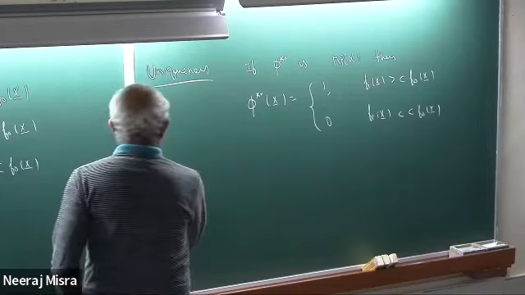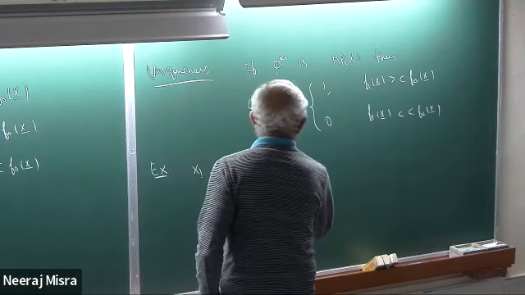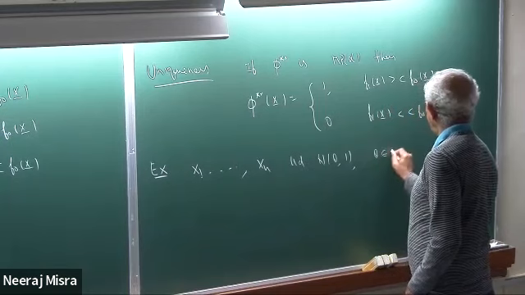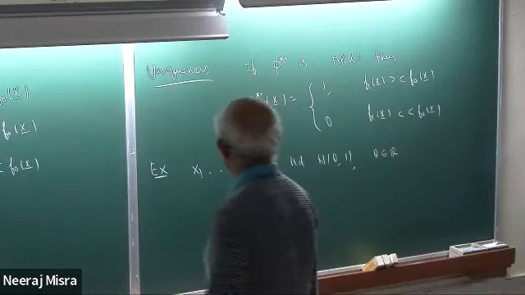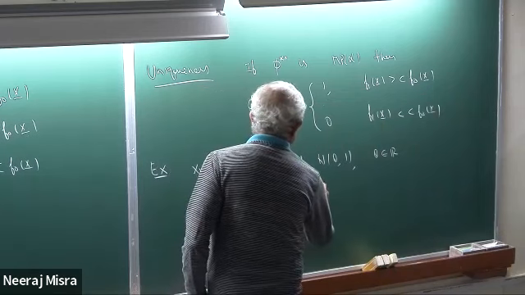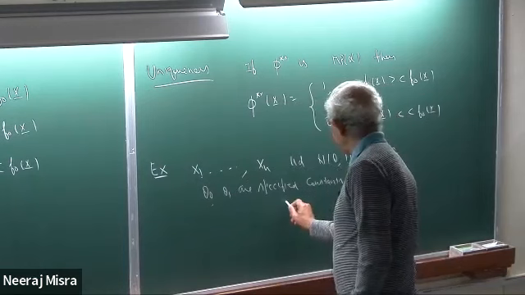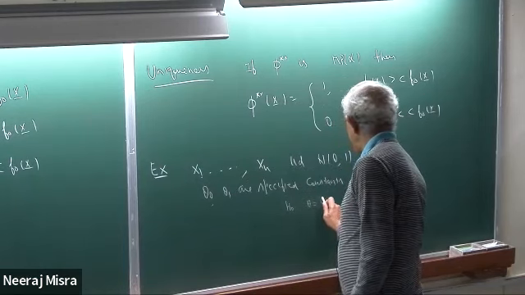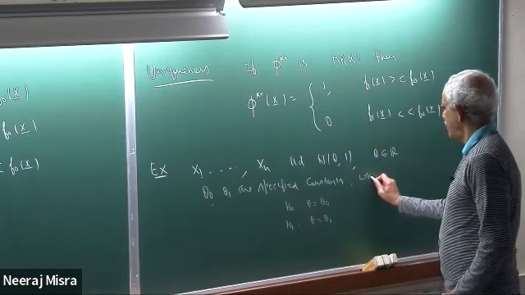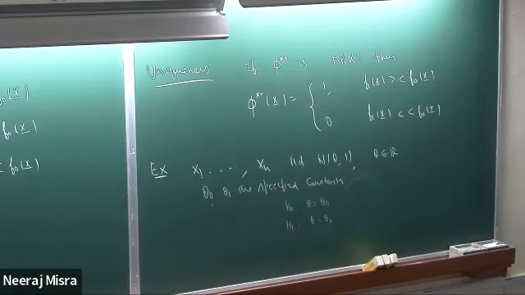So one example, let me do the normal one. X1, X2, ..., Xn are IID normal theta, 1, where theta belongs to R. Theta 0 and theta 1 are specified constants. I have to test H naught that theta is equal to theta 0 against H1 that theta is equal to theta 1. And suppose here I just look at this, nothing else is given. Find the MP alpha test.